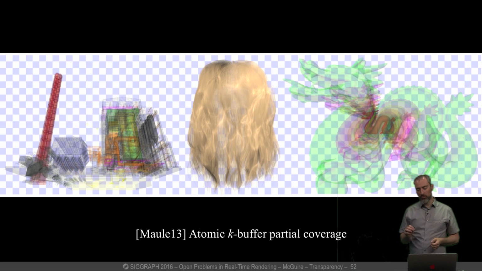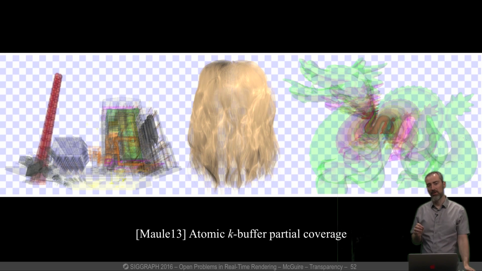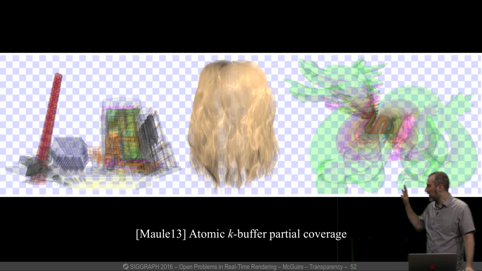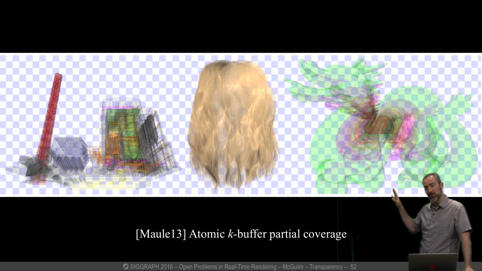One slightly older version of the K-buffer that I want to mention because it's still relevant is Mall's K-buffer, which does really nice effects for hair and other partial coverage things. This doesn't really do anything for transmission. It is implemented using solely atomics, which means this can be used on consoles today.